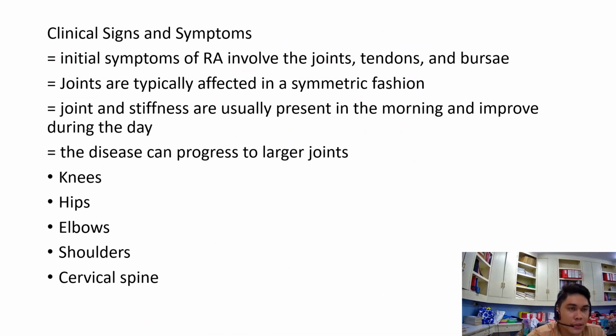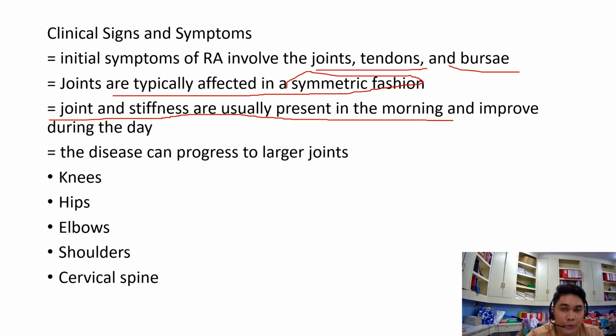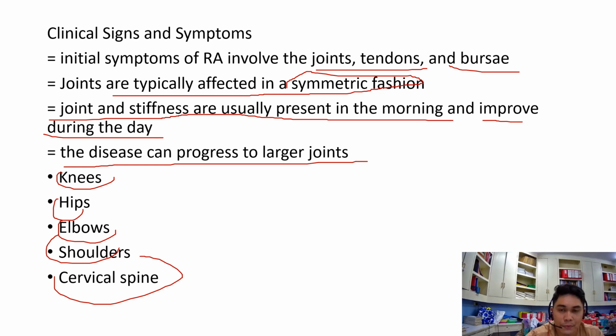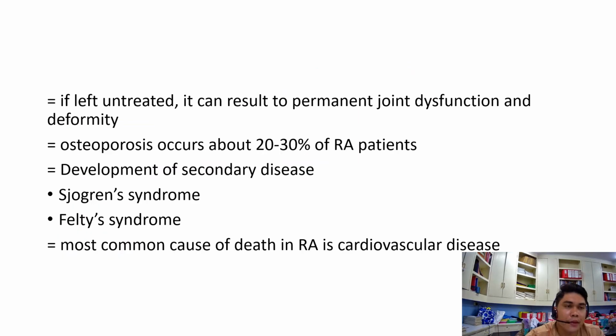Clinical signs and symptoms. Initial symptoms of RA involve the joints, tendons, and bursae. Joints are typically affected in a symmetric fashion because of the movement of fibroblast-like synoviocytes. Joint pain and stiffness are usually present in the morning and improve during the day. And the disease can progress to larger joints like the knees, hips, elbows, shoulders, and the cervical spine. The next, if left untreated, it can result in permanent joint dysfunction and deformity.